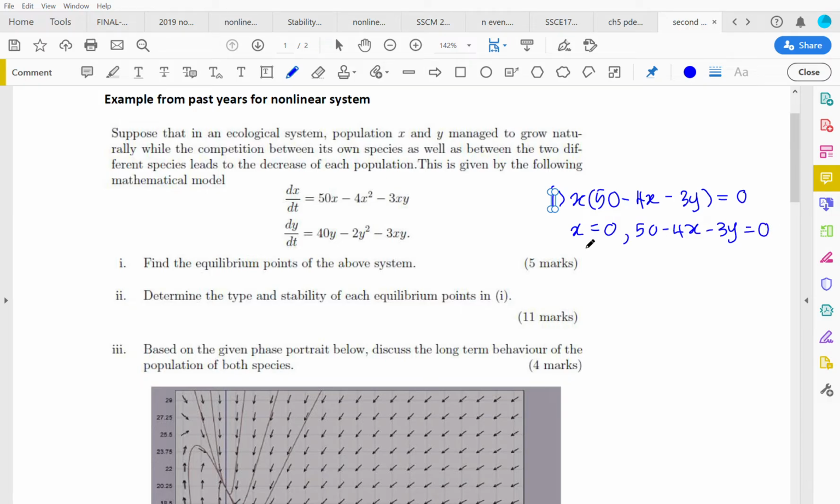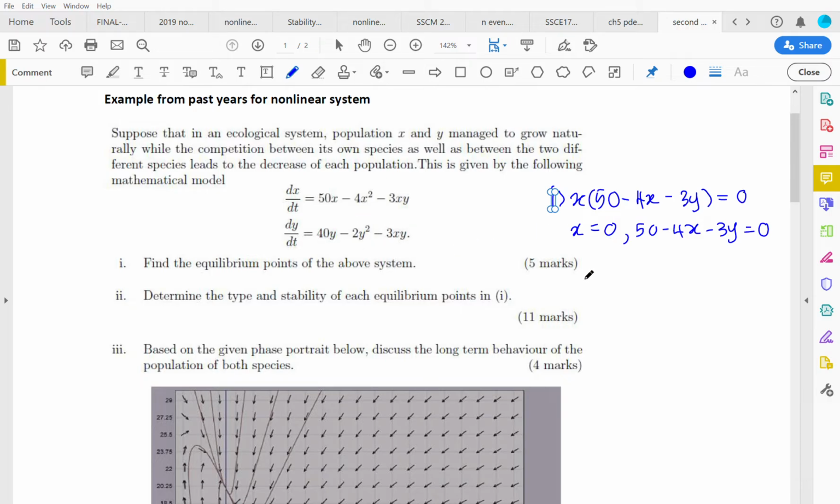So here we have x equal to 0. Make sure you are not using this x equal to 0 in the second expression to get y, that's wrong. You have to pair it with the y from the second equation.